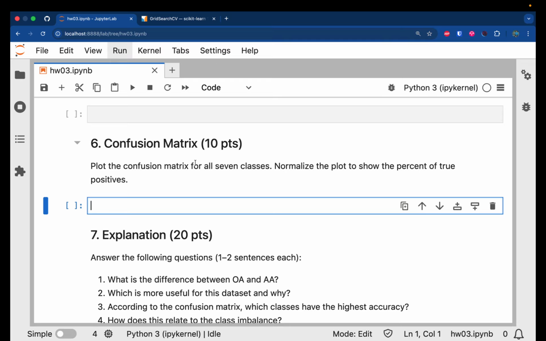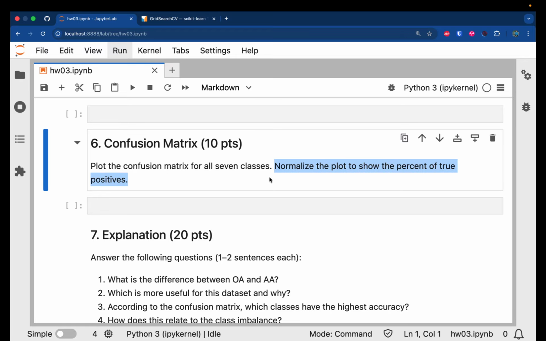Here, make a confusion matrix for all the 7 classes. I also want you to normalize it, so some classes are much more common than others. I want you to normalize it so it's the percent, not just the total number of correct values. But this will give you a very beautiful picture of how often you're getting the right class, and when you're getting the wrong class, which one and why.